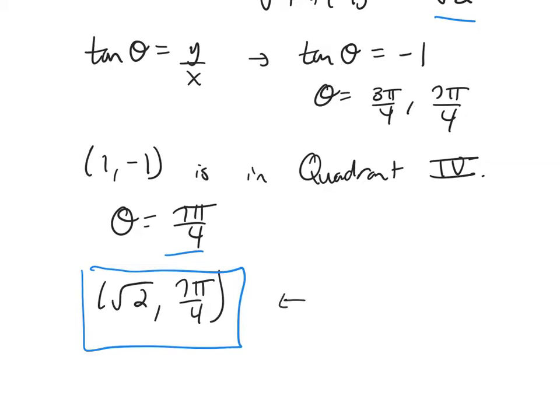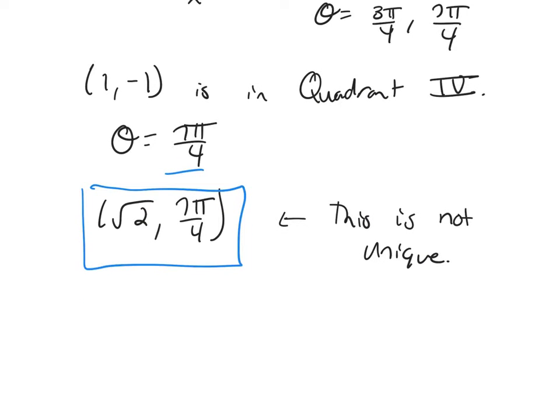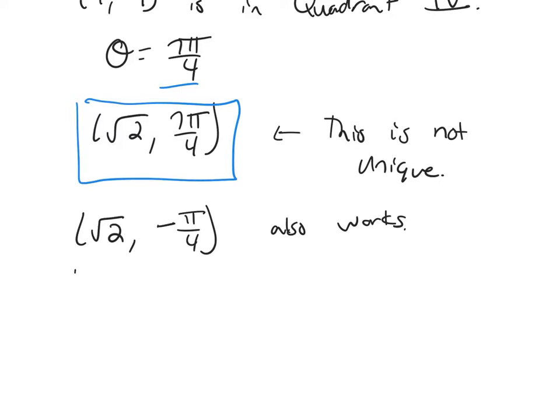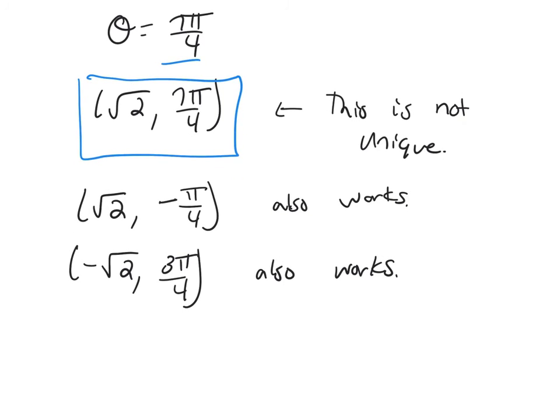But you should remember that this is not unique, as we alluded to earlier. So you can add 2 pi or subtract 2 pi from your angle. So for example, if I subtract 2 pi, this is also a possible answer. Or if I change my radius to be negative square root of 2, then I can subtract pi from my angle and get 3 pi over 4. So there's not just one way to represent the point. Any one of these are possible answers for writing this point with polar coordinates.